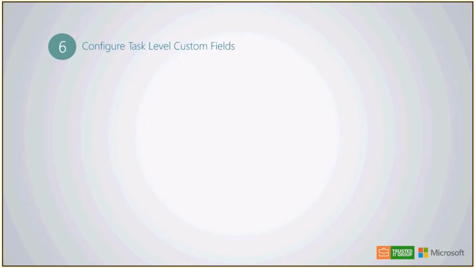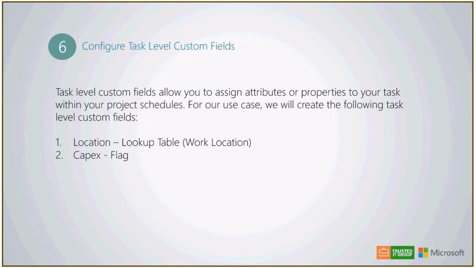So now for step 6, when we configure the task level custom fields, the task level custom fields allow you to assign attributes or properties to your tasks within your project schedules. Again, tasks are down at the schedule level. They're not up higher at the project, because remember, project is up at the top and then schedules are underneath the projects. Schedules are associated to projects.